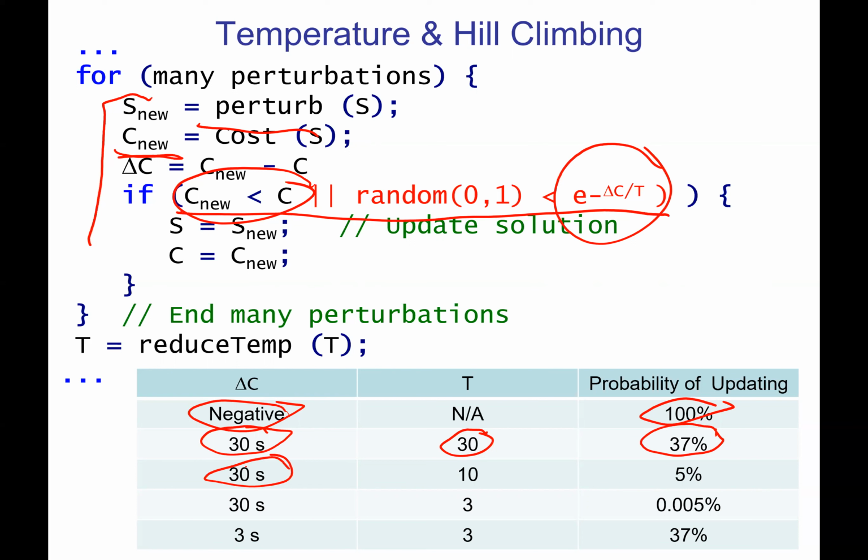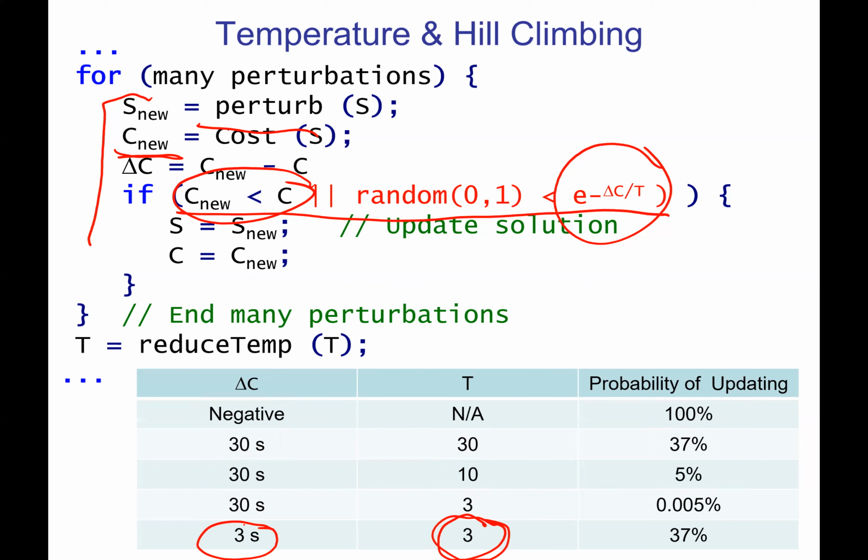If for the same 30-second travel time increase our temperature was 10, then we've only got a 5% chance of doing this. So as temperature drops, we're less and less likely to accept large degradations in our travel time. We're getting worried about it; we've got to start getting to the end of this. If our temperature was 3, that same 30-second travel time increase has almost no chance of being accepted. It's considered such an extreme change at this low temperature that we're not going to do it. And then we lower the temperature again. Sorry, our temperature's already gone down to 3. Say our travel time is going to get 3 seconds worse. Well, that still has a reasonable chance of happening.